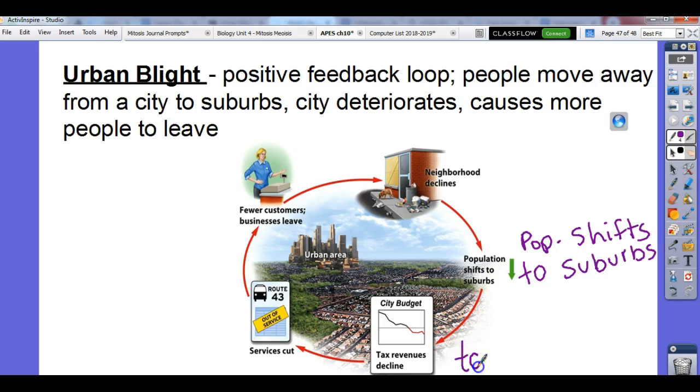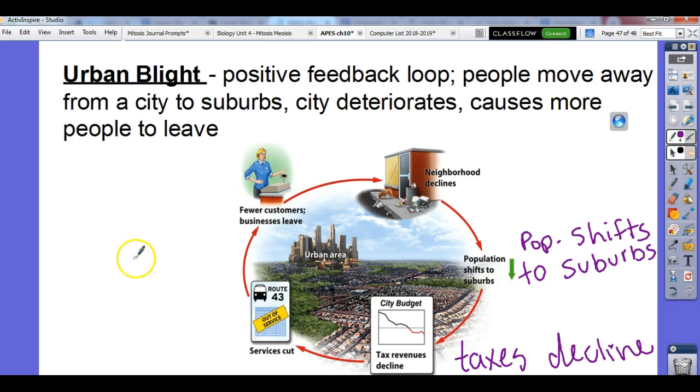Now, taxes decline. And what do I mean by taxes decline? I mean, the city is not getting as much money from taxes as they used to. Why? Well, there's less people. People have to pay taxes. If you have more people, you're going to have more money from taxes. So we get less money from taxes, okay? And so because we don't have as much money from taxes, they have to make budget cuts.